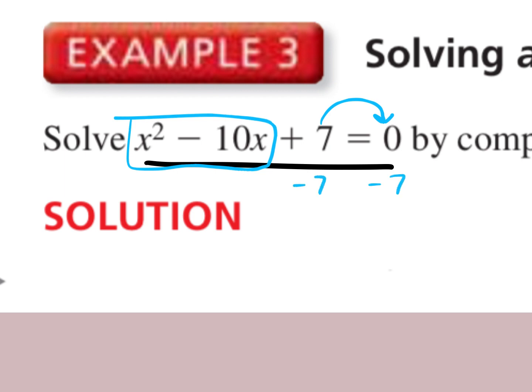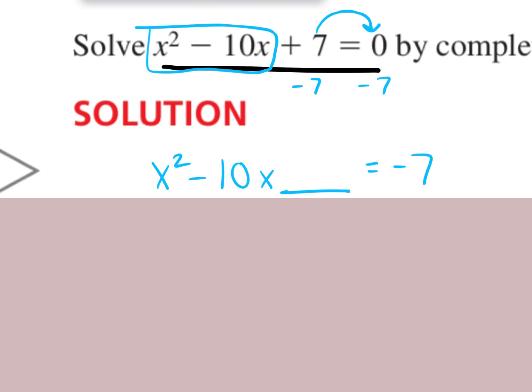Subtract 7. So I have x squared minus 10x. I'm going to leave a space to complete the square, and it's equal to -7. Now, what's the little formula that I use to complete the square? b over 2 squared. What's my b here? -10, the number in front of the x. So we have -10 over 2 squared. What's -10 over 2? -5. And what's -5 squared? 25.